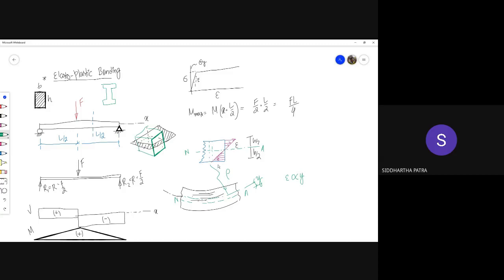Okay, now this also means that within the elastic limit, this is how the stress changes. Okay, so this is how the stress changes.